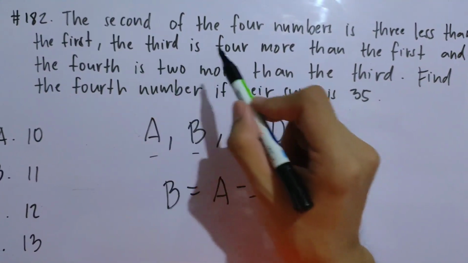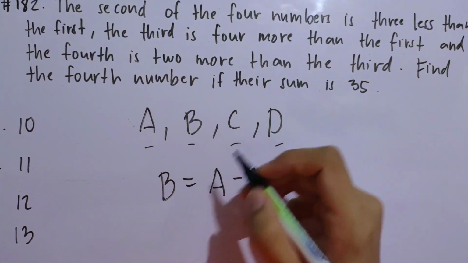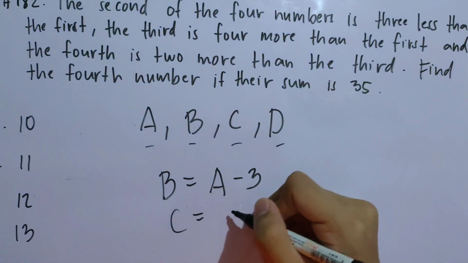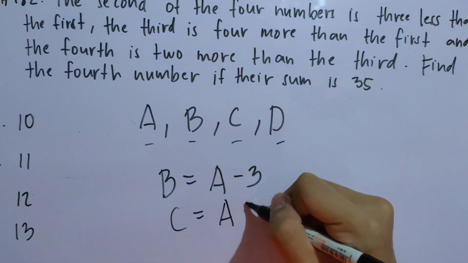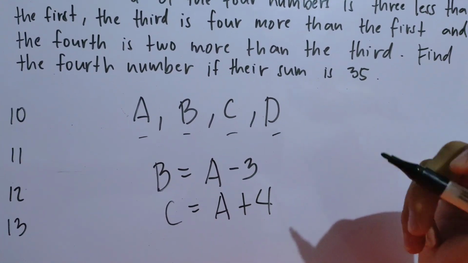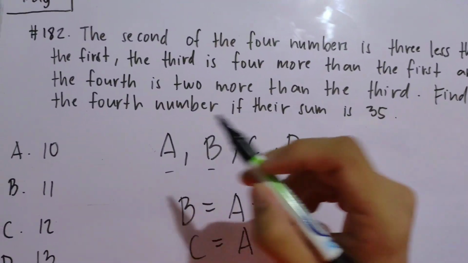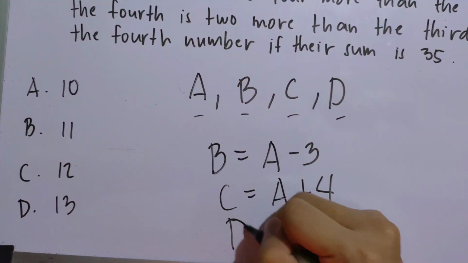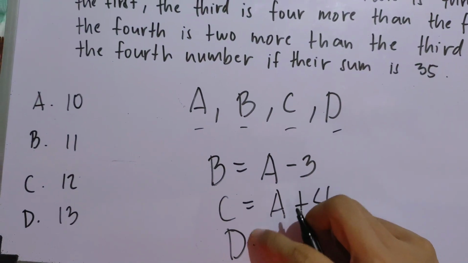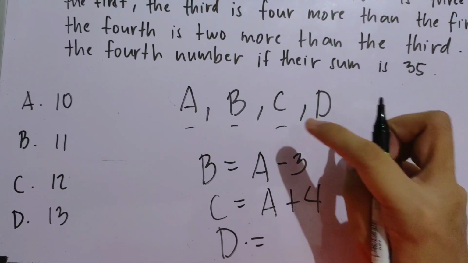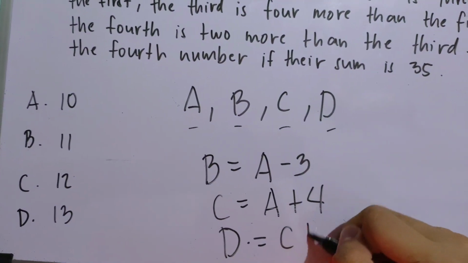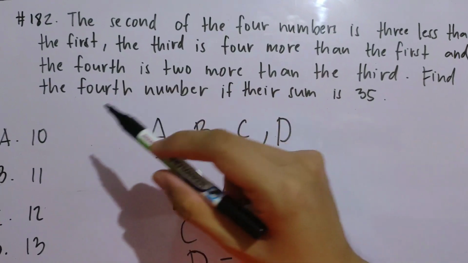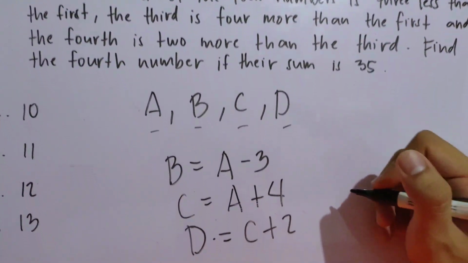Tapos, the third is 4 more than the first. Yung C daw is equal to 4 more than the first. So, mas malaki siya ng 4, mag-add ka ng 4. Tapos, sabi dito, and the fourth is 2 more than the third. So, yung D natin is 2 more than the third. Mag-add ka ng 2 dun sa third. C plus 2. Find the fourth number if their sum is 35.